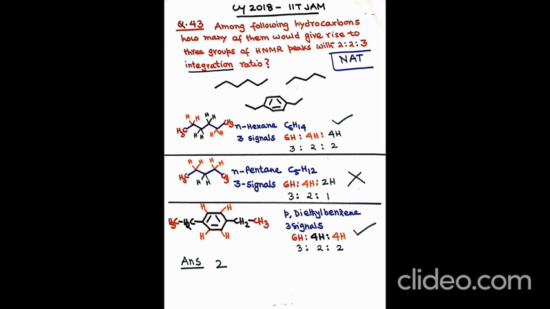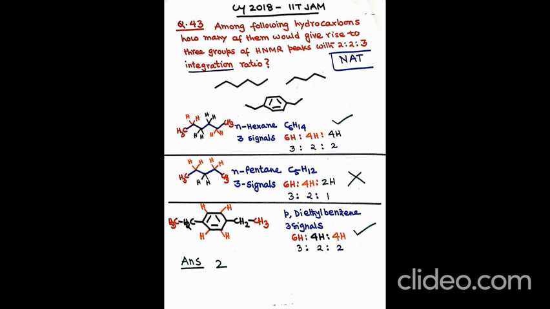Now let us come to the another part, means there are 2 parts in this problem. One is there should be the 3 signals and another one is these 3 signals will be having the integration ratio 2:2:3, that also we have to check. So if we consider the 6 hydrogens for the 2 CH3 groups and the 2 hydrogens for the CH2 groups means 4 hydrogens, another CH2 group is also 4 hydrogens, the total ratio is 3:2:2. So therefore N-hexane is one answer, counting key it will come.